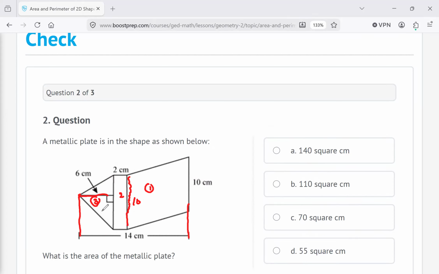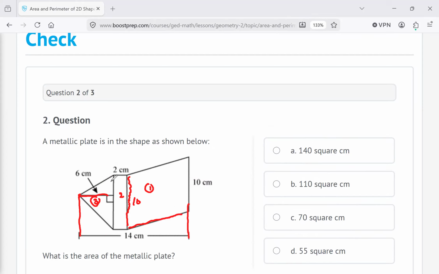Okay, so I think we have everything we need. We have the triangle, we have this rectangle, and then we have this other parallelogram, this other rectangle, right? Wait, do we? No, wait. Oh, we don't have this height, this length here. Okay. So we have everything else.